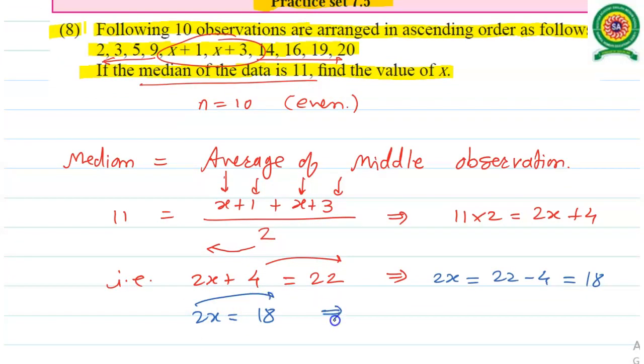We need to evaluate the value of x. So we shift the 2, which is a multiplier; after shifting, it becomes a divisor to 18. 2 ones are 2, 2 nines are 18. So the value of x becomes 9.